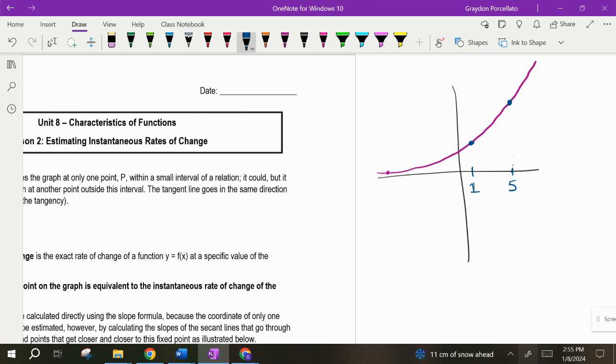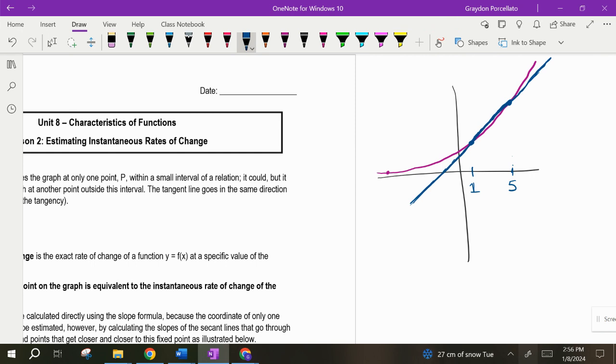Now a secant line is a line that passes through 2 points of a graph. That secant line there is not perfect, but the idea here is this line would pass through just these 2 points of the graph. And by drawing the secant line and finding the slope of the secant line, we can get an estimate of what our slope of that section is.